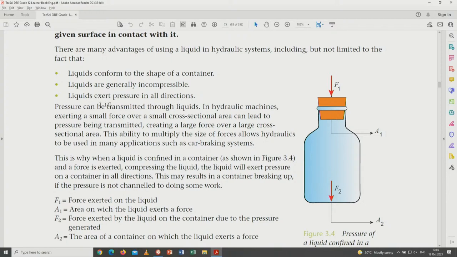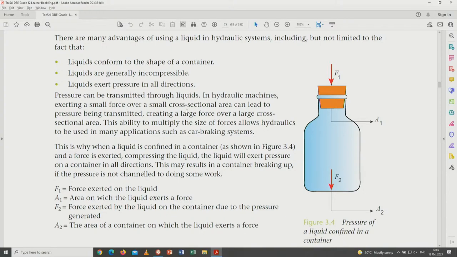And then liquids exert pressure in all directions. This is another important property of liquids, that when you apply a force on a liquid, then that force is transmitted equally through the liquid and in all directions, and that is important. So in hydraulic machines, exerting a small force over a small cross-sectional area can lead to pressure being transmitted, creating a large force over a large cross-sectional area.